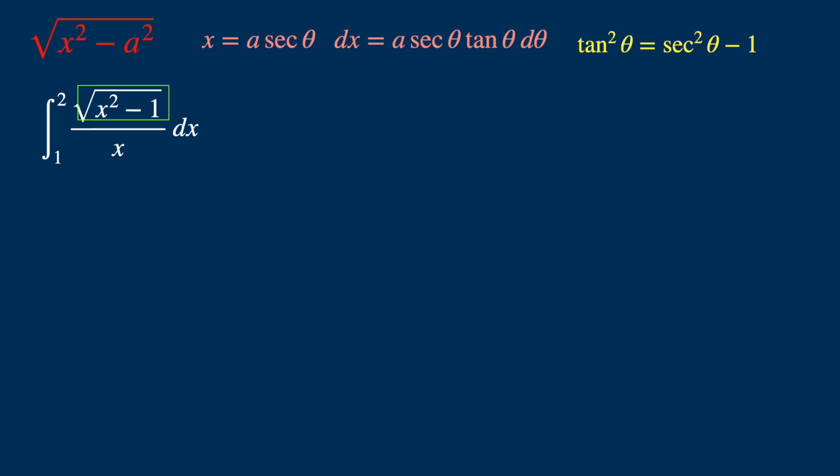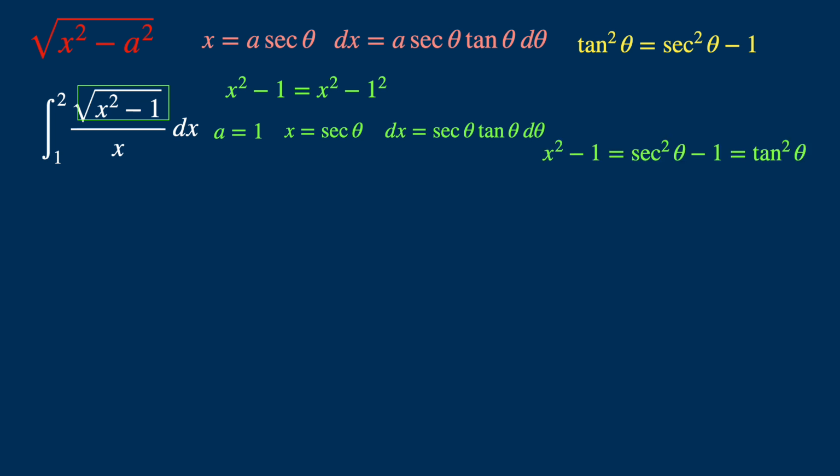You see x squared minus 1 there. X squared minus 1 is x squared minus 1 squared. Now, a equals 1, x equals secant theta, dx equals secant theta tangent theta d theta. Let's plug into the integrand. X squared minus 1 is secant squared theta minus 1. That's going to be tangent squared theta. So the square root of x squared minus 1 equals the square root of tangent squared theta, and that's going to be tangent theta.